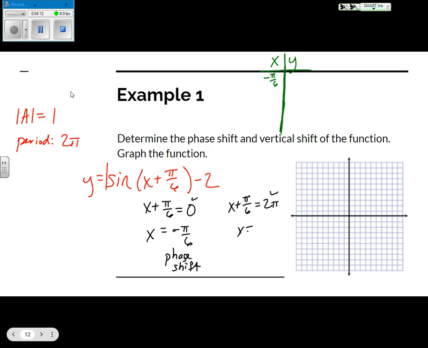And so if I add pi over 6 to 2 pi, careful with that. I need a common denominator. I'm going to subtract that, I'm sorry, subtract that off. That's going to give me 11 pi over 6. And so this 11 pi over 6, I'm going to put down here at the very bottom.